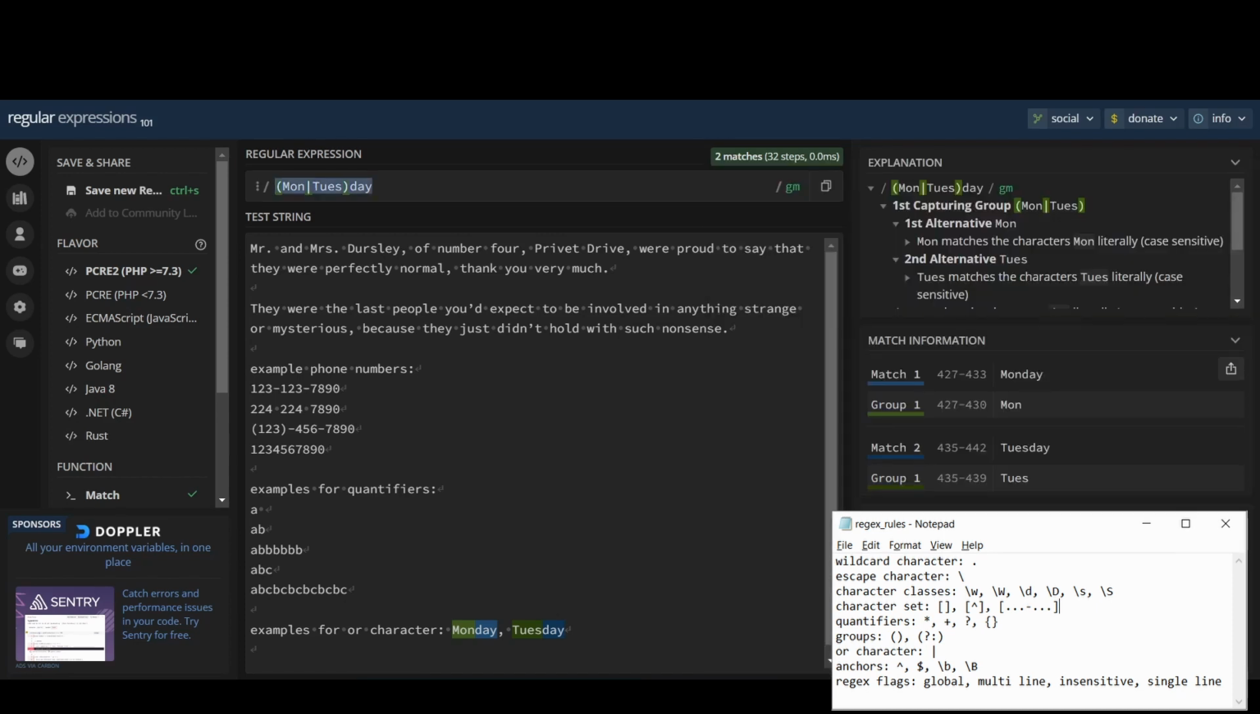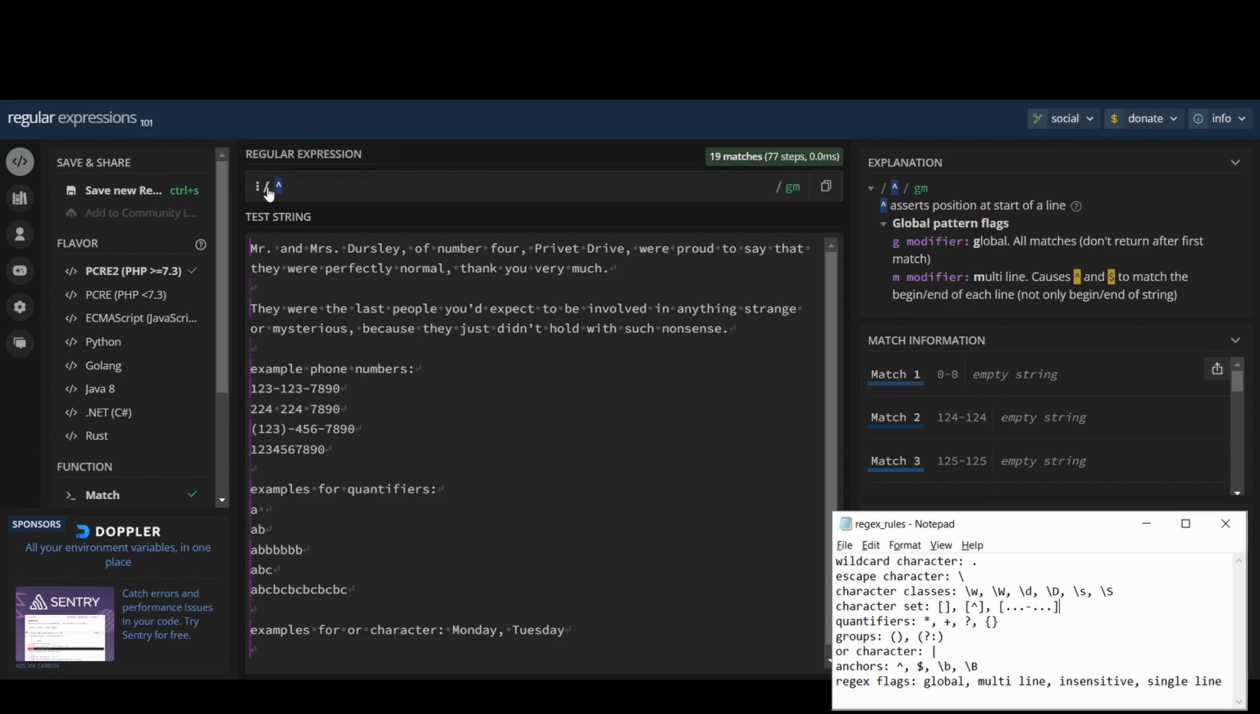Now let's talk about anchors. Anchors by themselves don't produce any matches. They only signify the important positions within your match. Usually, you need to combine anchors with other regular expressions to produce meaningful results. Let's see some examples. The first anchor that we are going to see is the caret symbol. This caret symbol, when used inside a character set, means negation, but when it is used outside a character set, it means an anchor that asserts position at the start of a line.